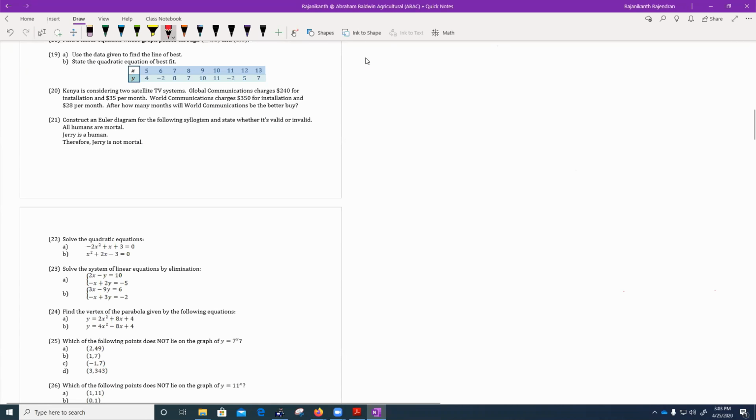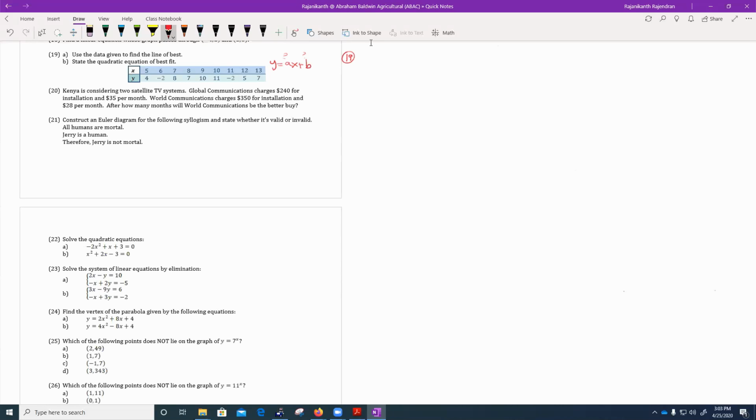Number 19, part A. Use the data given to find the line of best fit. You are given x and y values, and we are going to find the best fitted line for this. You could feed these two values into your calculator and find the estimated values of a and b. If you have the equation ax plus b, we are going to estimate these two by looking at the given points.